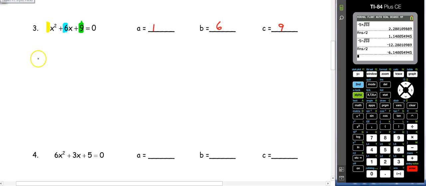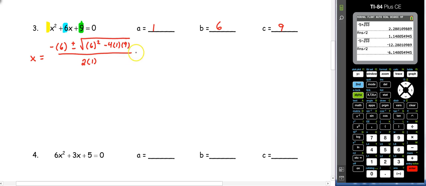So I'm going to substitute into the quadratic formula, and I get x equals negative b, so negative 6 plus or minus the square root of b squared, so 6 squared, minus 4ac, so 4 times 1 times 9, all over 2a, so 2 times 1. So we're going to simplify. Negative 6 becomes just negative 6, plus or minus the square root.